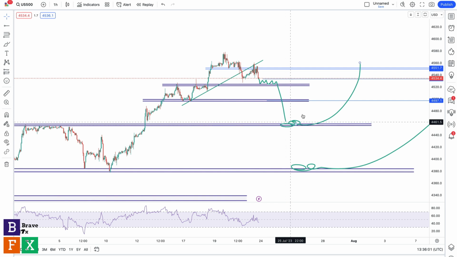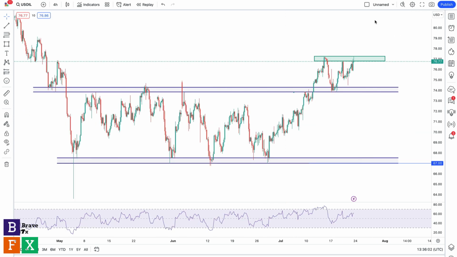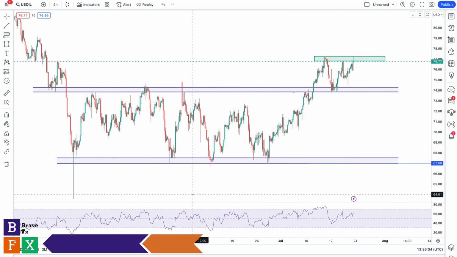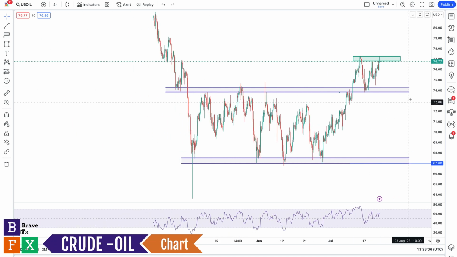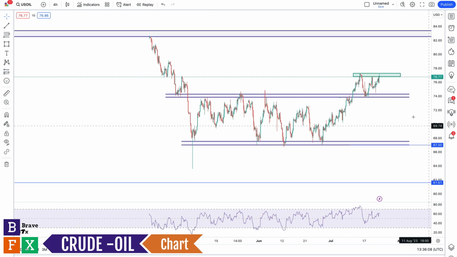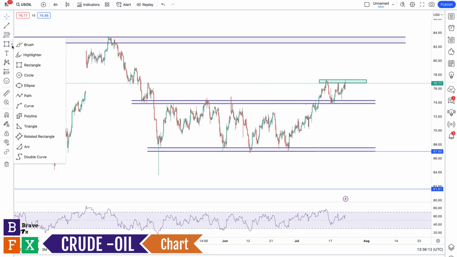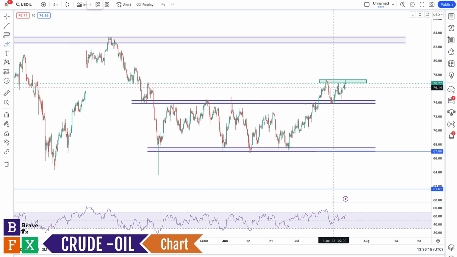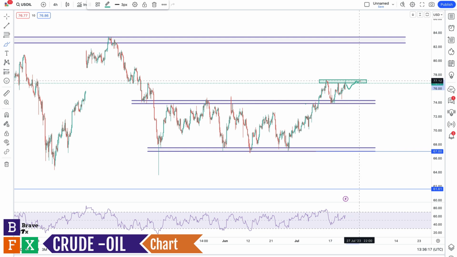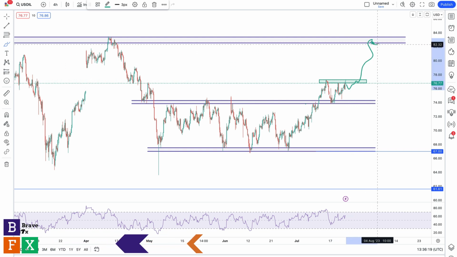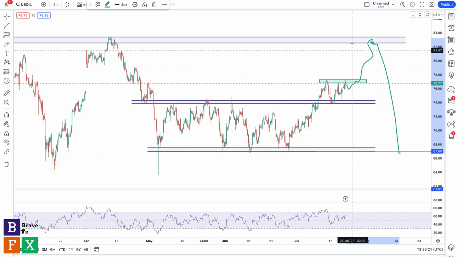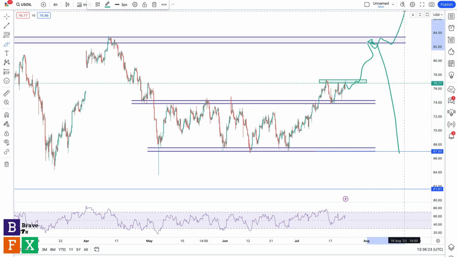So lastly, we're going to talk about crude oil real quick. So crude oil, taking a look at this chart, you can see we are currently trading above this area of value. So there's a good chance we might be heading higher, right? There's a good chance we might be heading higher after a breakout back into this area of value where we might see a decline or probably a consolidation and a bullish breakout.